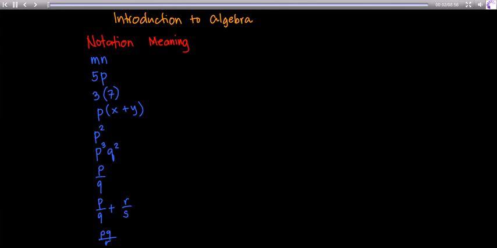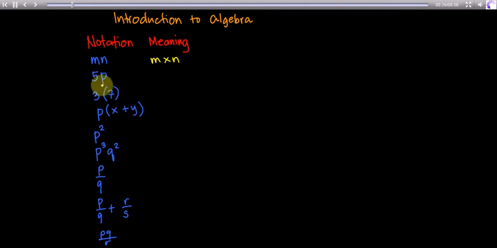Hello everyone. Today we're going to talk about Introduction to Algebra. First, I will show you the notation, which you can see here, and its meaning. Now let's start with the first one, which is MN. MN means M times N.